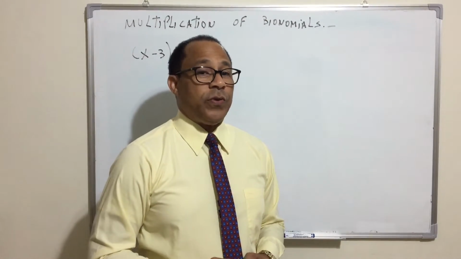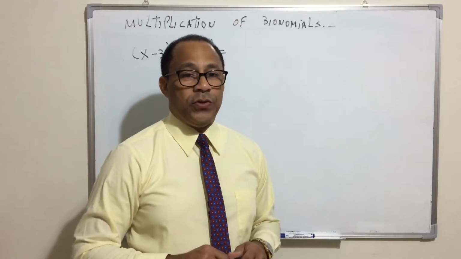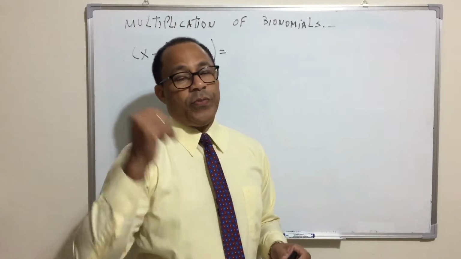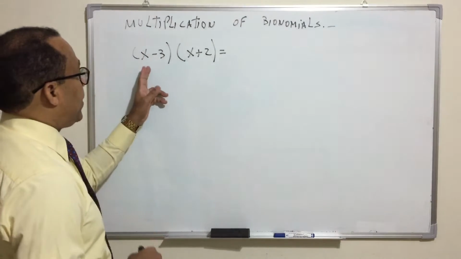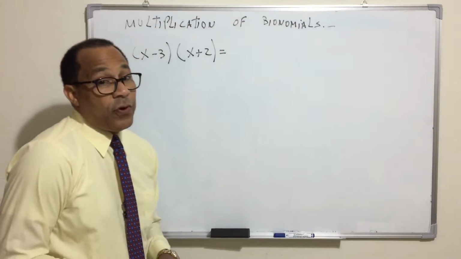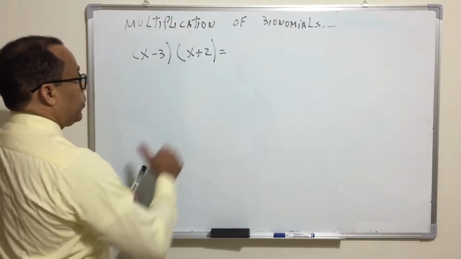We are going to continue with the multiplication of binomials, but this time we are not going to be using the FOIL method. You can find the FOIL method in our previous videos. Multiplying x minus 3 times x plus 2. Instead of using the FOIL, I'm just going to multiply the binomials.